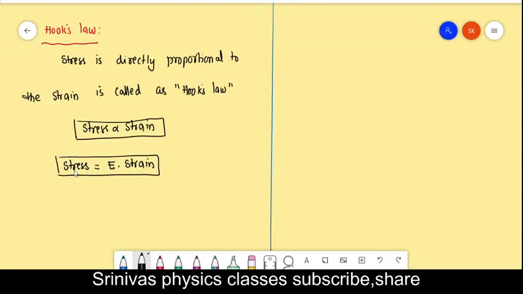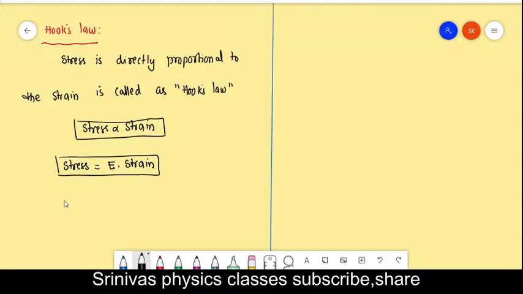Stress means the force you are applying. When you apply the force, a change in length, area, or volume occurs and the shape changes. That is called strain. When you apply the force, the dimensions change. Right? That is called strain. When you apply more stress, more strain occurs.